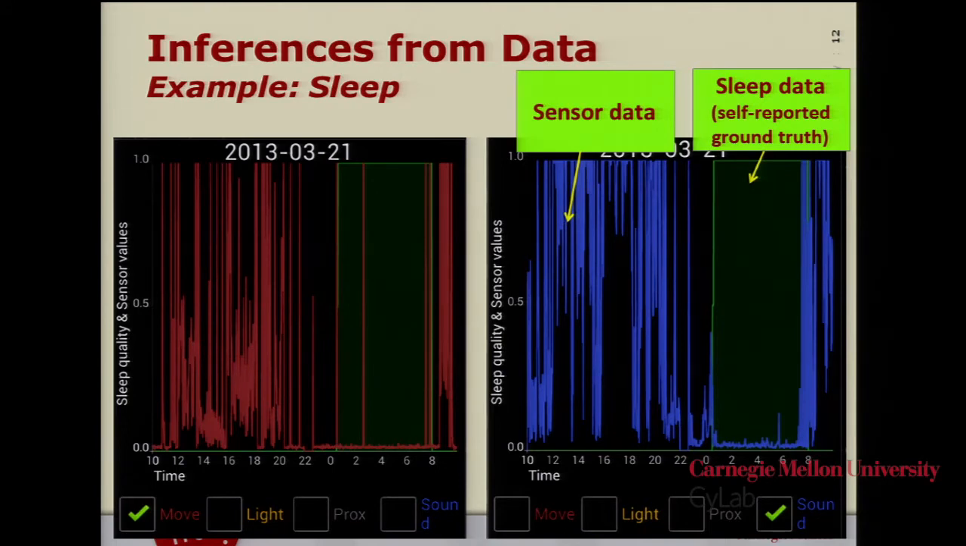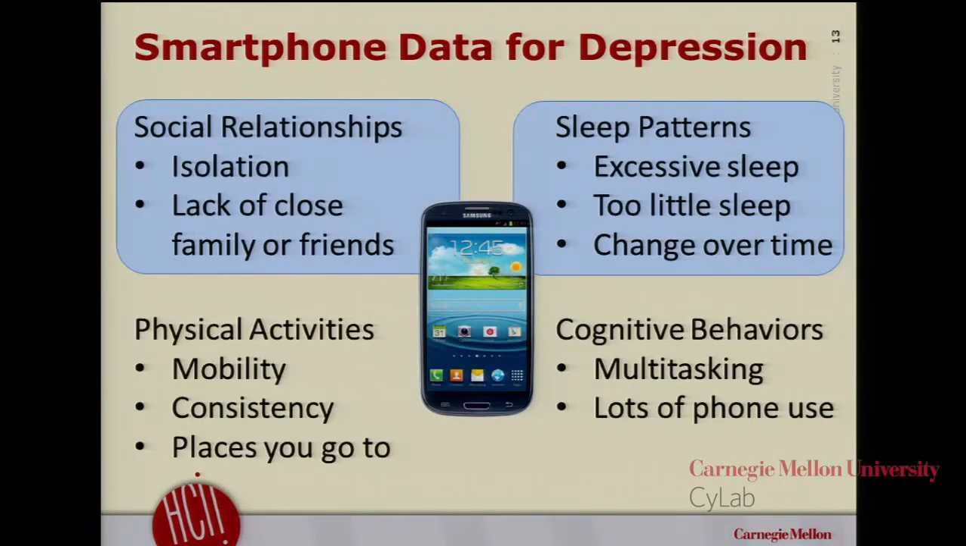And this is using sound level data, and you can sort of infer the same thing too. Right? And in case you're wondering why we're looking at this, stepping back, the reason we're looking at data like this is we're trying to see, can we use smartphones to infer depression inside of people? So looking at their social relationships and the change over time, sleep patterns, physical activities, cognitive behaviors, and so on. Right?